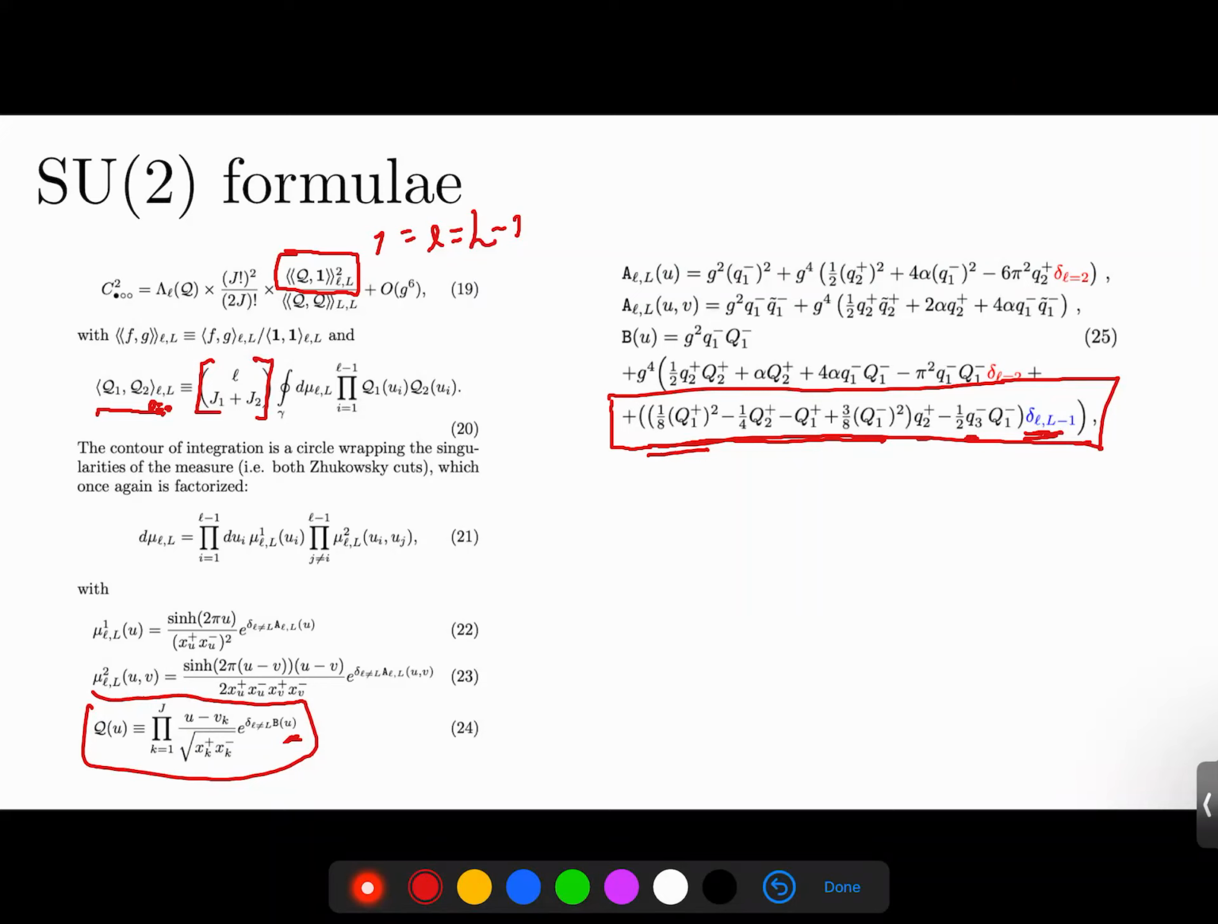I see. This is really begging for a bootstrap. Yes.